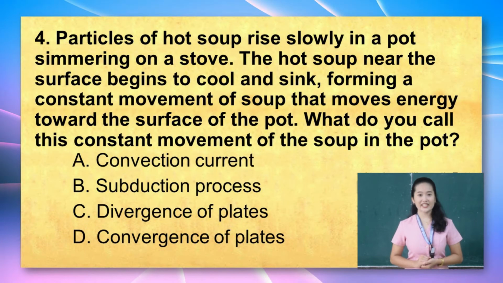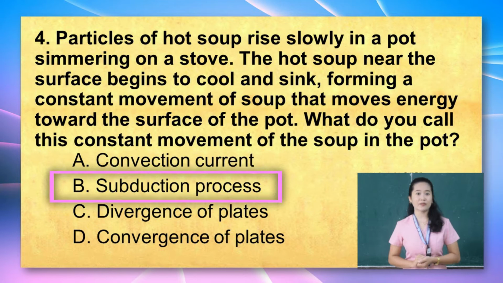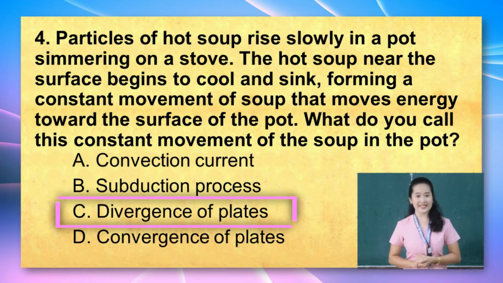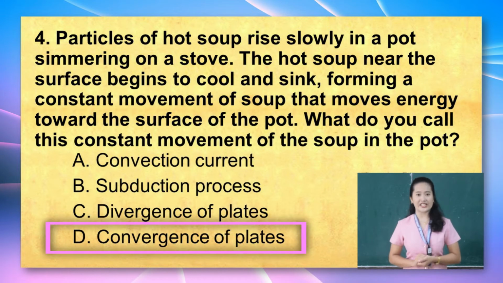4. Particles of hot soup rise slowly in a pot simmering on a stove. The hot soup near the surface begins to cool and sink, forming a constant movement of the soup that moves energy towards the surface of the pot. What do you call this constant movement of the soup in the pot? A. Convection current. B. Subduction process. C. Divergence of plates. D. Convergence of plates.